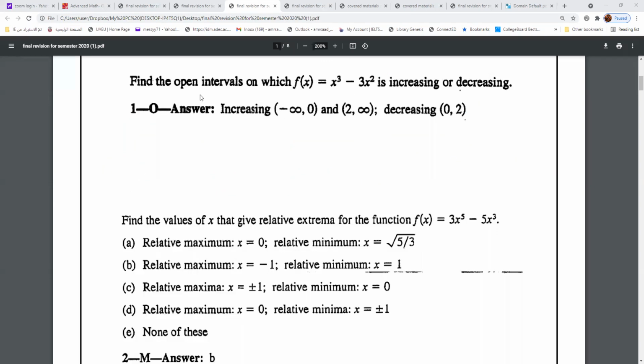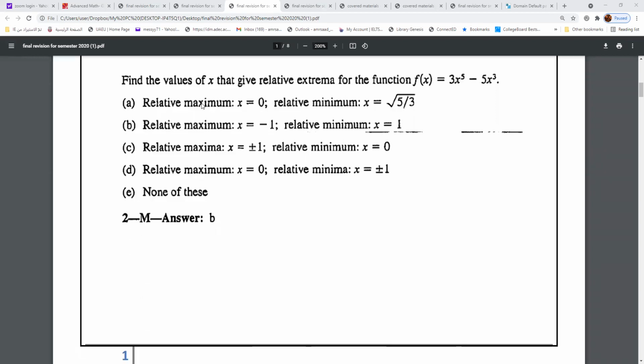Let's solve the third question on page 1 in the revision. I know that is the answer, but you have to show me how we get it. Why do we choose this answer? Find the values of x that give relative extrema for this function. In the same way, since we are talking about relative extrema or critical numbers or increasing, decreasing, I'm talking about the first derivative. Okay, we have to follow the steps.